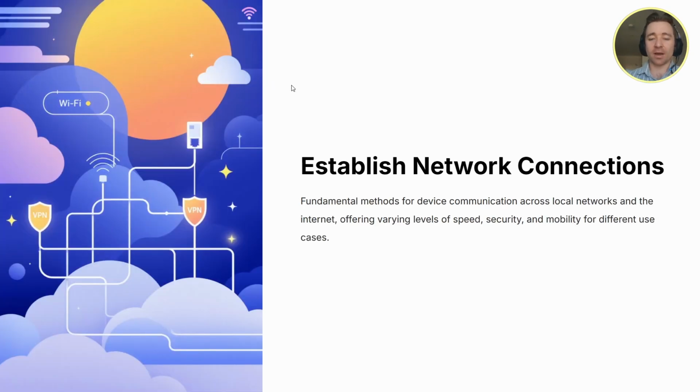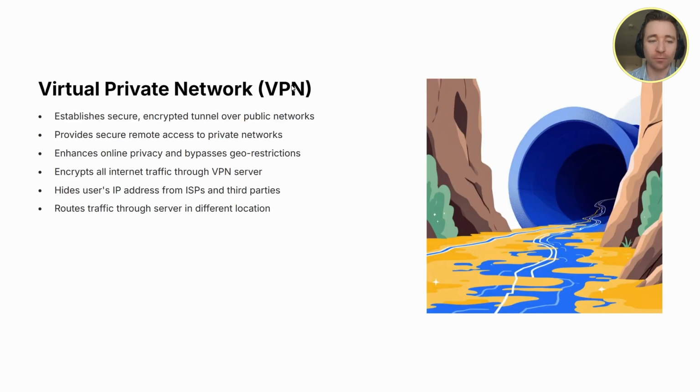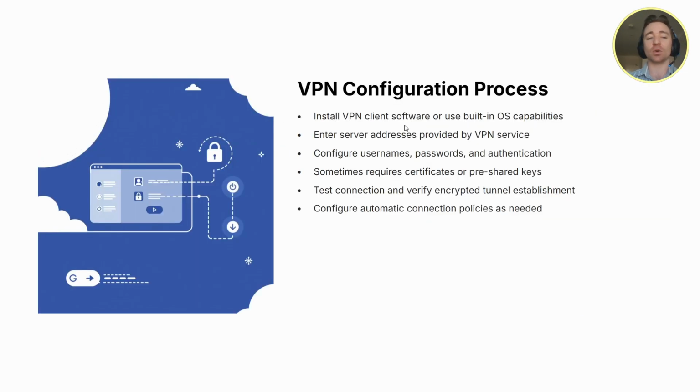Now, you need to know about establishing network connections as well. So your virtual private network, basically a VPN, is a secure encrypted tunnel that you can use to communicate securely over public networks, right? It encrypts your data. So even if someone captures your data, they're not going to be able to read it. It enhances your online privacy, and you can bypass geo restrictions, which means if you live in America and you want to watch UK Netflix, you can set your VPN to say, hey, just tell them I'm from UK, and you can get all that UK-based Netflix, for example. It also hides your IP address from internet service providers and third parties too. So if you want that increased privacy, a VPN is something that you're going to want to use.